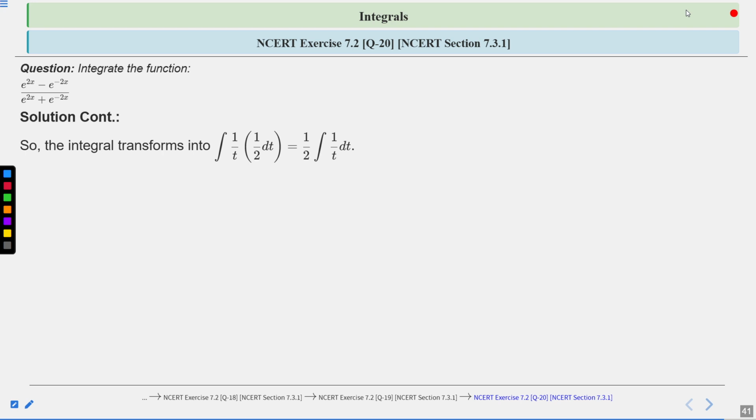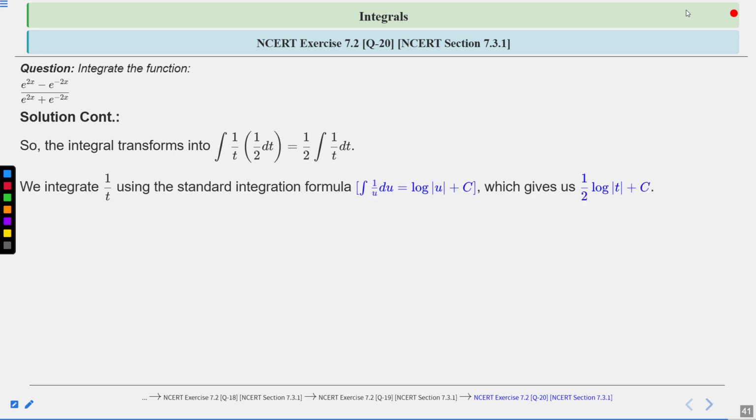So the integral transforms into integration of 1 by t into 1 by 2 dt, and it is equal to 1 by 2 times integration of 1 by t dt. We integrate 1 by t using the standard integration formula, which is integration of 1 by u du is equal to log mod u plus c, which gives us 1 by 2 log mod t plus c.